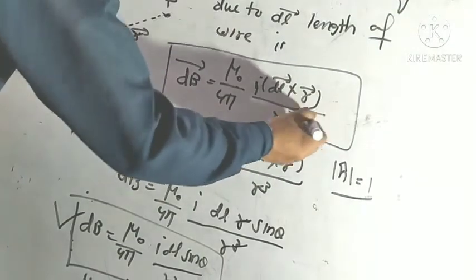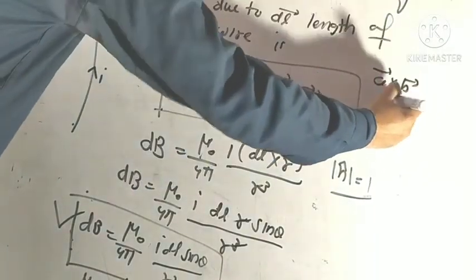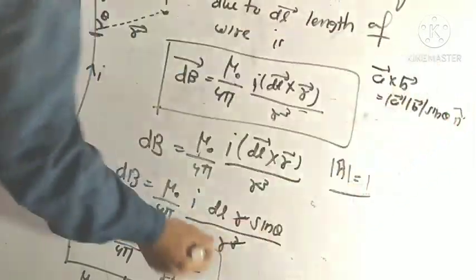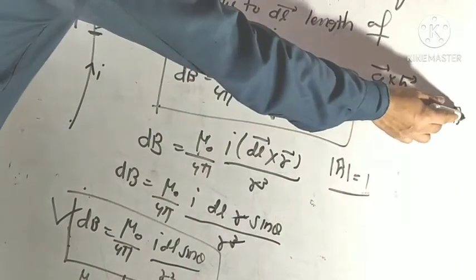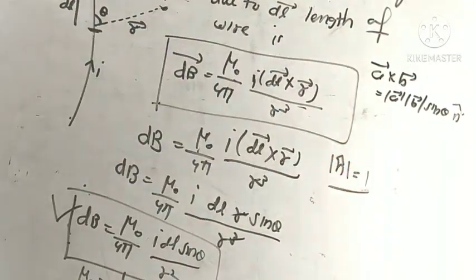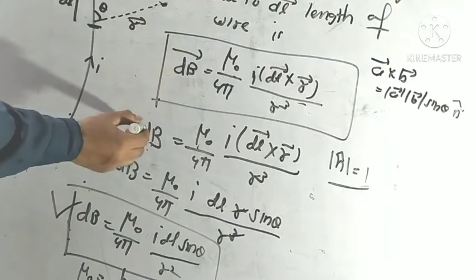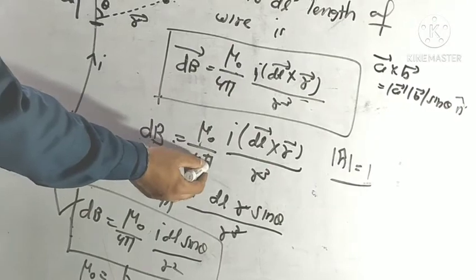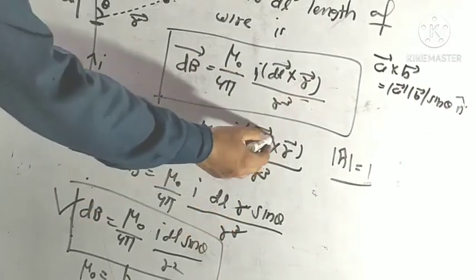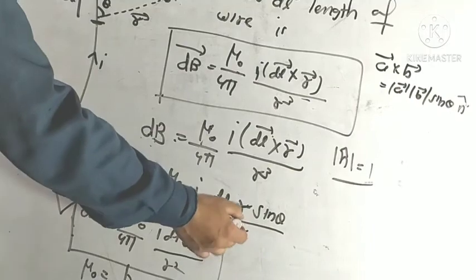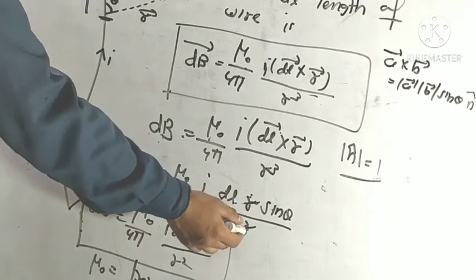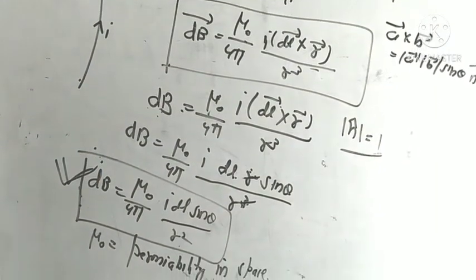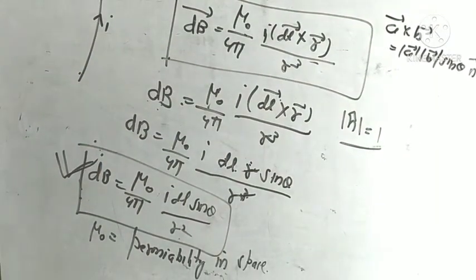We already know that the cross product of two vectors a cross b is mod of a, mod of b, sin theta and a unit vector. But here we take only the magnitude value, so the magnitude of the unit vector will be 1. So dB, the magnetic field intensity at point P due to this small element, is equal to mu naught upon 4 pi, dl r sin theta upon r cube. One r cancels, and what is left is r square. So this is the final expression of magnetic field intensity at point P due to this small element. This is the Biot-Savart law.